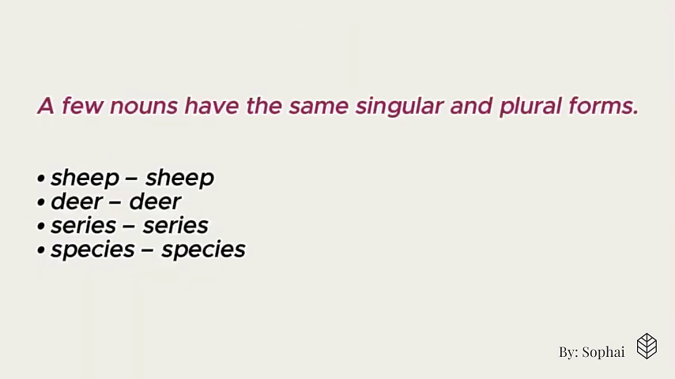A few nouns have the same singular and plural forms. Sheep, sheep. Deer, deer. Series, series. Species, species.